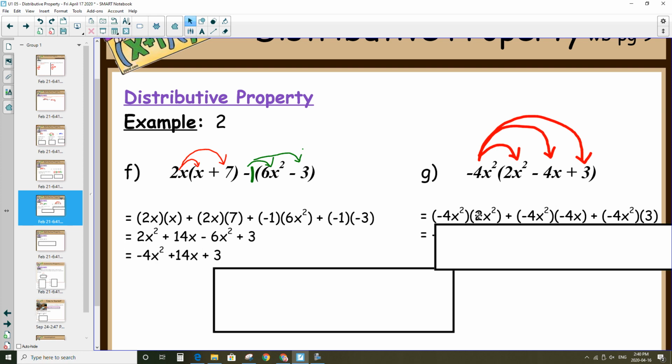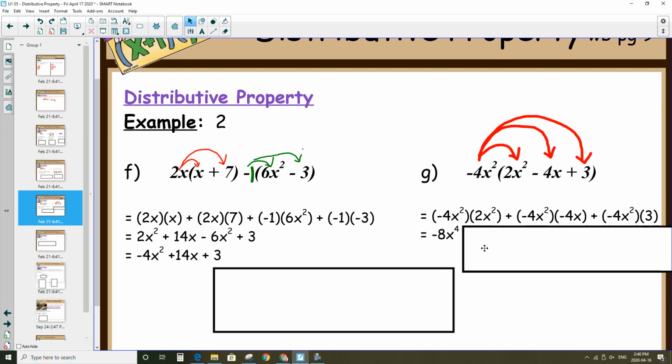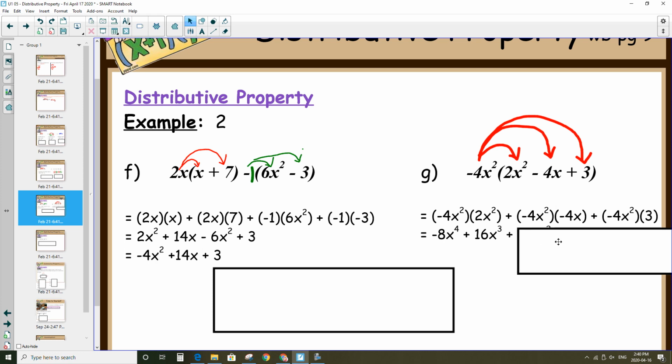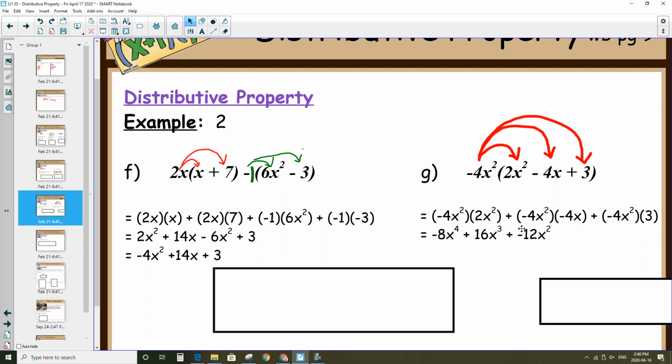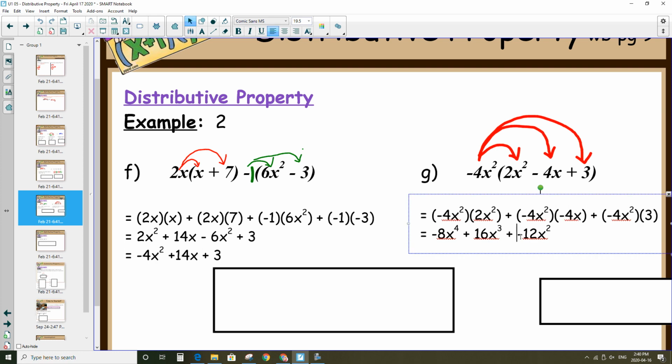Negative 4 times 2 is negative 8. And then x squared times x squared is x to the exponent of 4. Plus negative 4 times negative 4 is positive 16. And then we have an x squared and an x. That's going to give me x cubed. And then at the end, plus negative 4 times 3 is negative 12. So I'm going to have a minus as my sign. Forgot to add my brackets here. There we go.